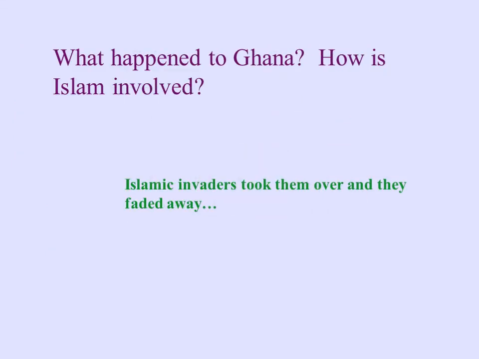So what's going to happen to Ghana, and how is Islam involved? Islamic invaders are going to take them over, and eventually Ghana is going to just simply fade away. They didn't like the idea of animism, and so these Muslims felt it was kind of their duty to get rid of the animism and make the area Islamic.